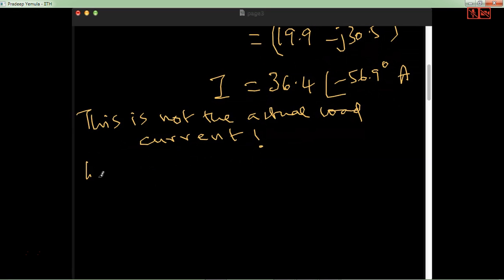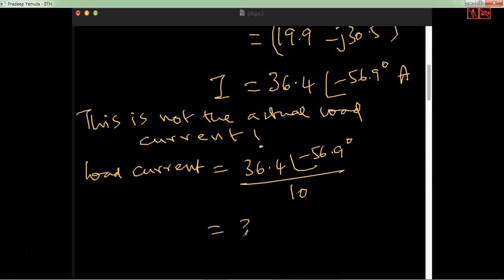So the load current, again you have to transfer it to the secondary side. Because the voltage is stepping up, current will step down. So load current will be 36.4 angle minus 56.9 degrees divided by 10. So that will be 3.64 angle of minus 56.9. So this is the correct load current. So this is the mistake that some of the colleges have made.